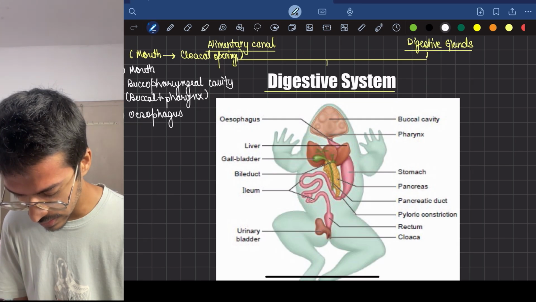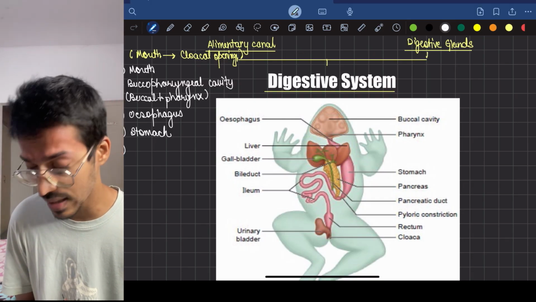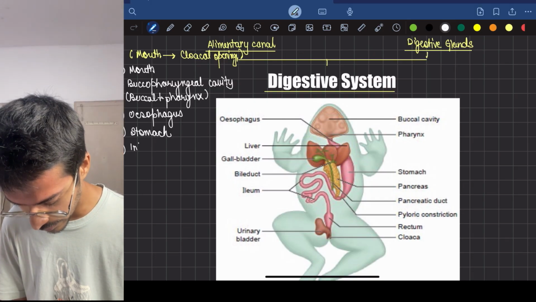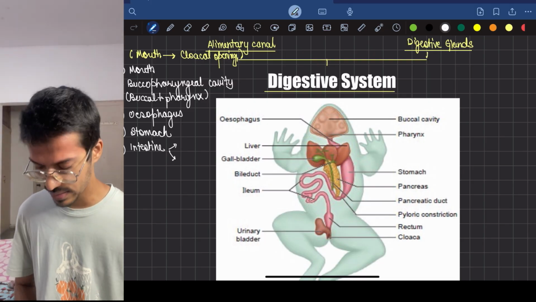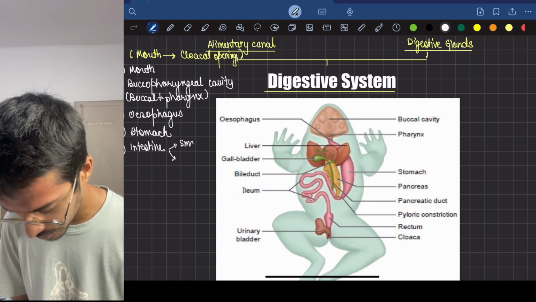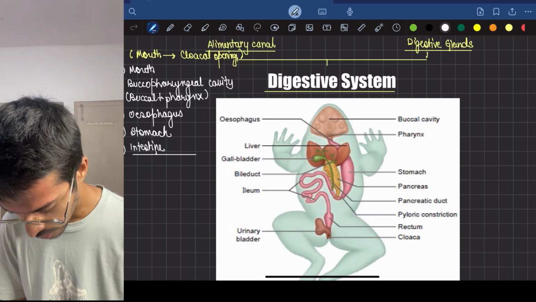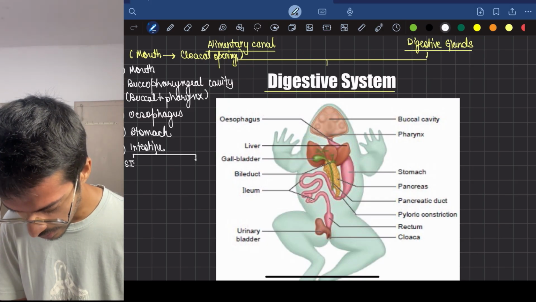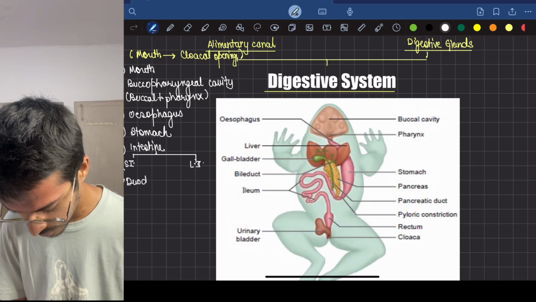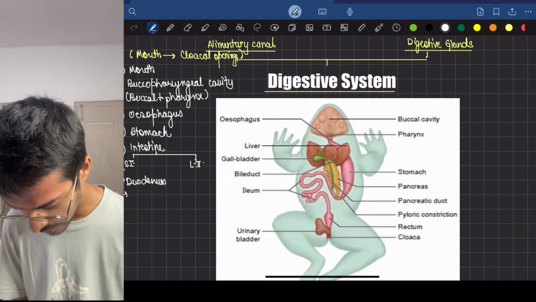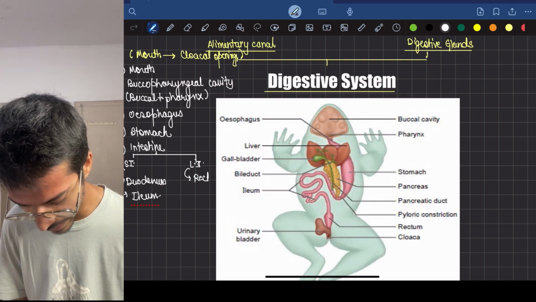Then comes the stomach. If you have not done it in 10th class, it is similar, only from the 10th class point of view. Then comes the intestine. Now the intestine has only two distinct parts: the small intestine and the large intestine. The small intestine has the duodenum and the ileum, and the large intestine is made up of only the rectum.